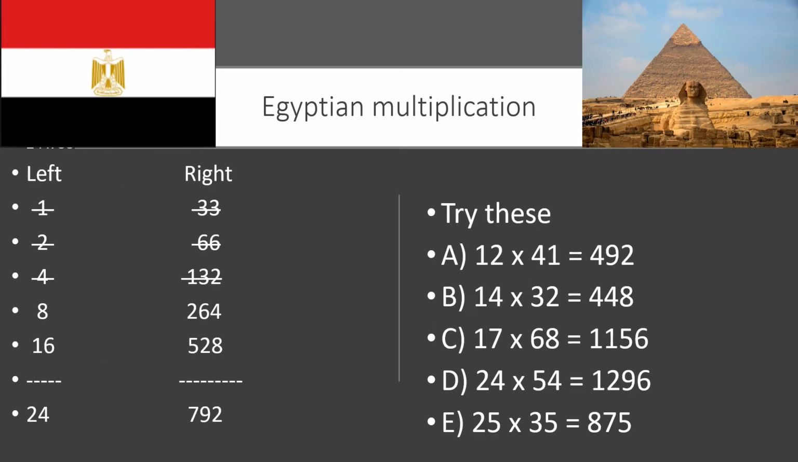And there you are, the 5 answers of those questions that I asked you to do. Hope you got those right. If not, just go back and double check. Remember, we were just doubling each number until the left-hand column was over half that of the smaller number, and then just check your addition as well. Okay, we're now going to look at the multiplication method from another country.